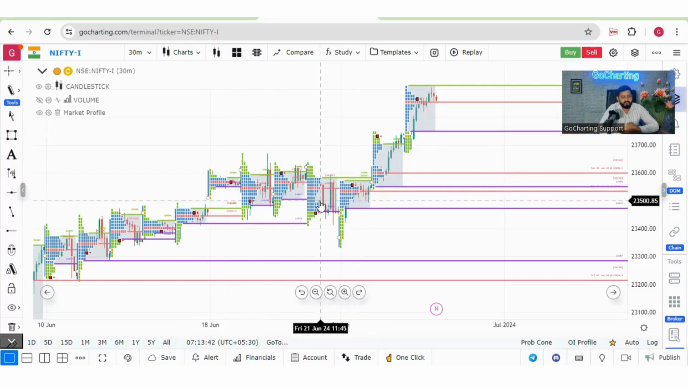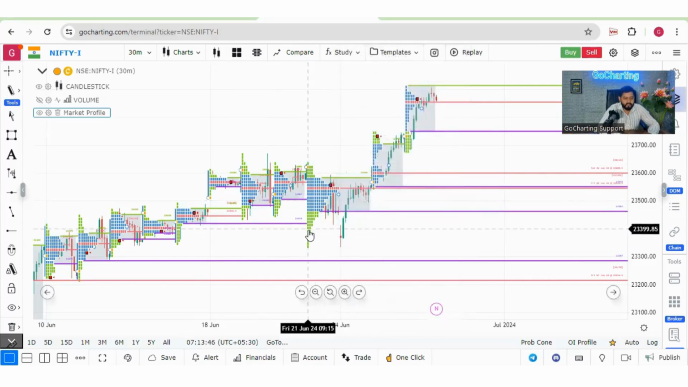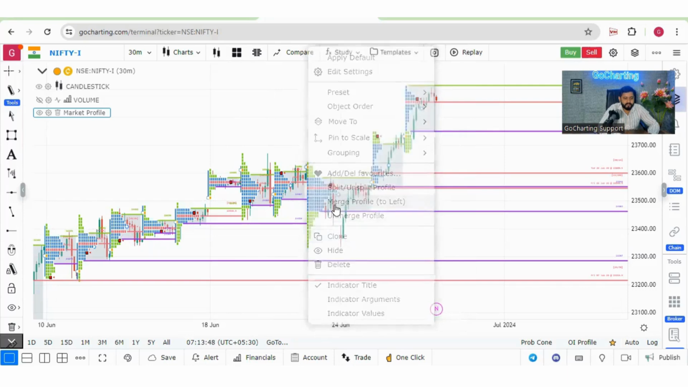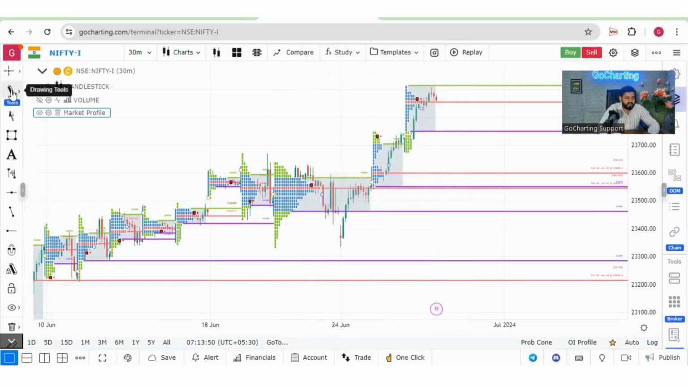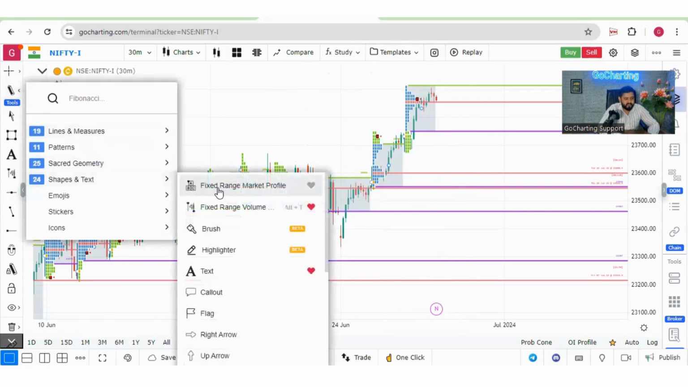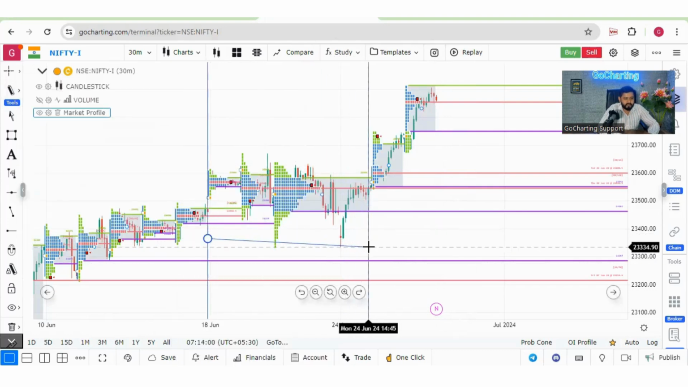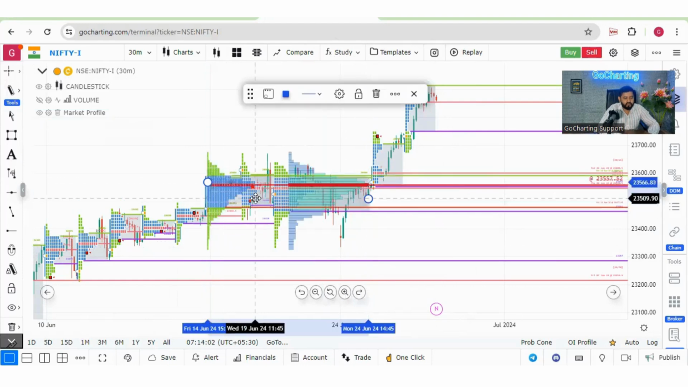What you are going to do, you can either right click and merge profile to left. You can keep on doing this, or you can go to the drawing tools, go to shapes and text, and here you have fixed range market profile. Click on that and select from here to here. So this is your range. Either you do that or you simply merge to left.